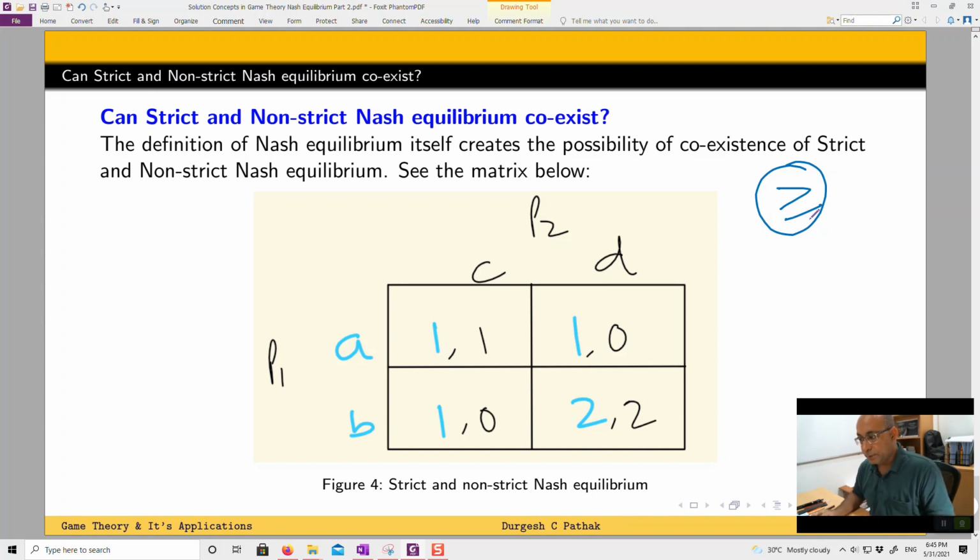So that's all for today's lecture. I suggest that you draw some matrix games and then try to see whether they have strict Nash equilibria or non-strict Nash equilibria. Try to make a game where you have both equilibria coexisting. That will be a good exercise to do.